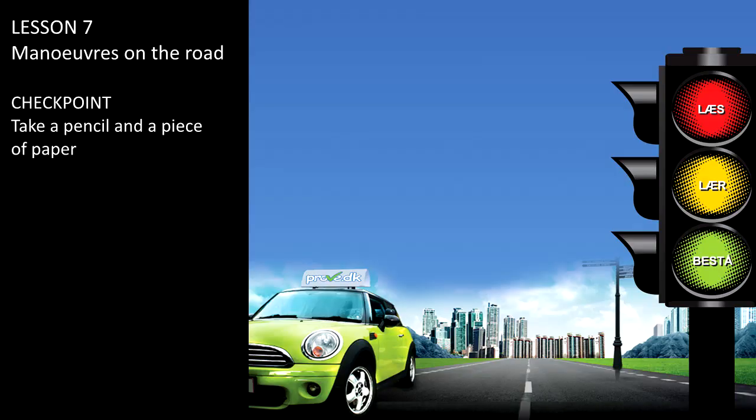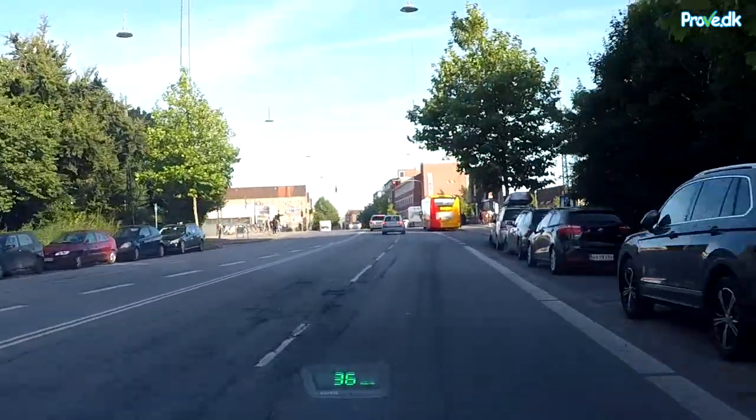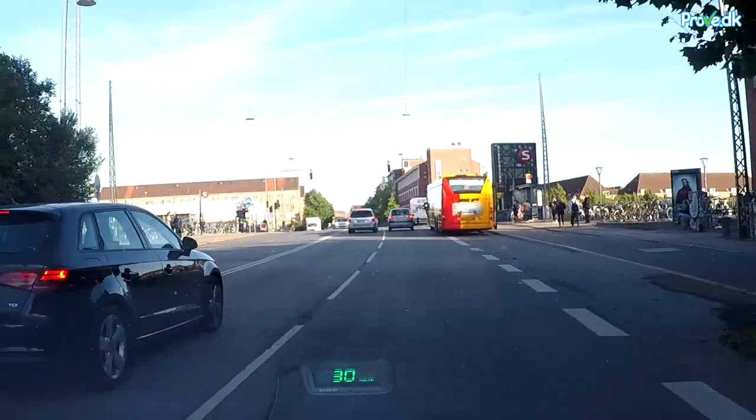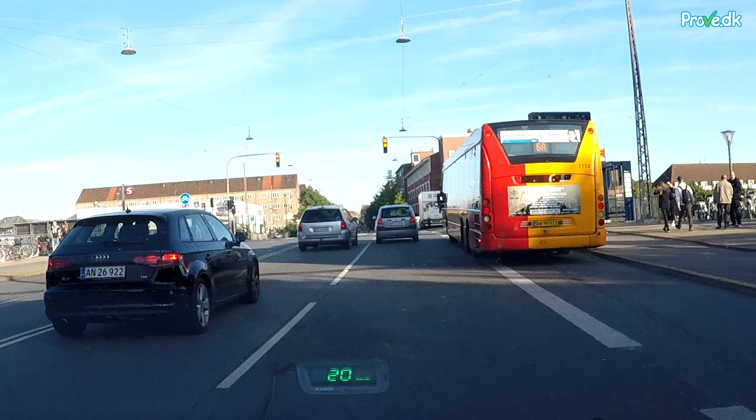Checkpoint. Take a pencil and a piece of paper. You are driving at the speed of 20 kilometers per hour. How will you continue? I will pay special attention to the bus on my right side. I will brake and stop to let the bus go first. I will speed up.